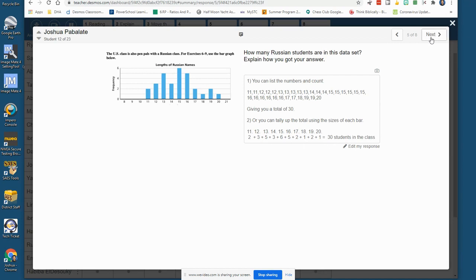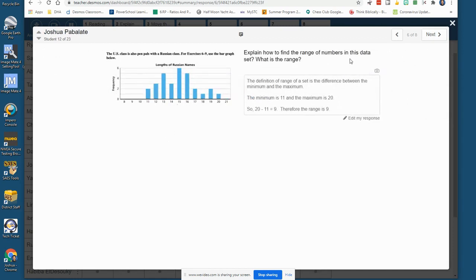All right, next question. Explain how to find the range of numbers in this data set. What is the range? The hardest part with the range is remembering what it means. The definition of range of a set is the difference between the minimum and the maximum. The minimum is 11 and the maximum is 20. So 20 take away 11 gives me 9. Therefore, the range is 9.